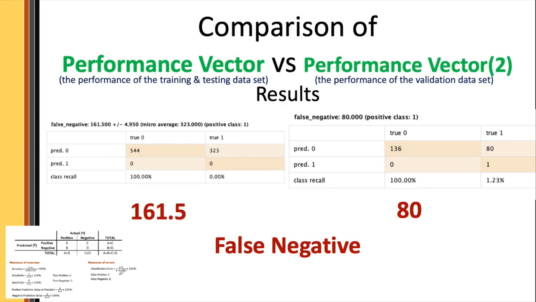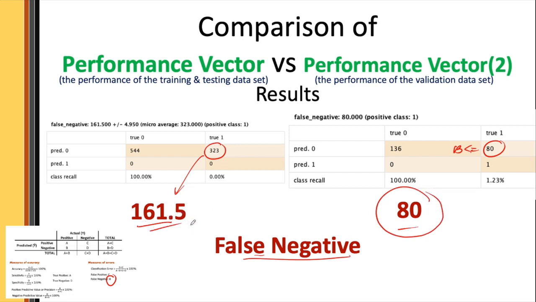Last, we have the false negative, which is simply the value of B. In this case, this is our value of B. So 80 for the performance of the validation dataset and 161.5 as the performance of the training and testing dataset. Again, this was divided by 2 to get this one since the number of folds we had by default is 2. Now, since false negative is a measure of error, again, the lower the better, this shows that the performance of the validation dataset is better than the performance of the training and testing dataset.